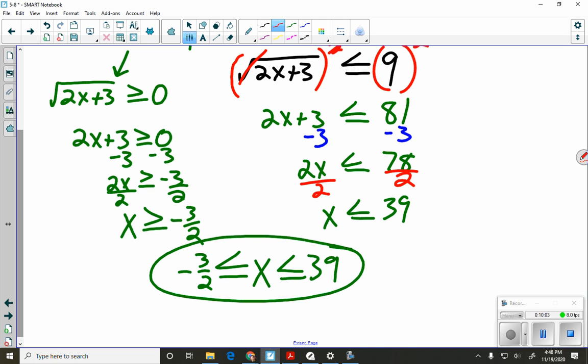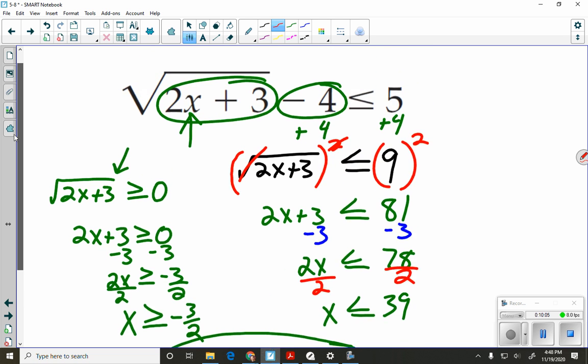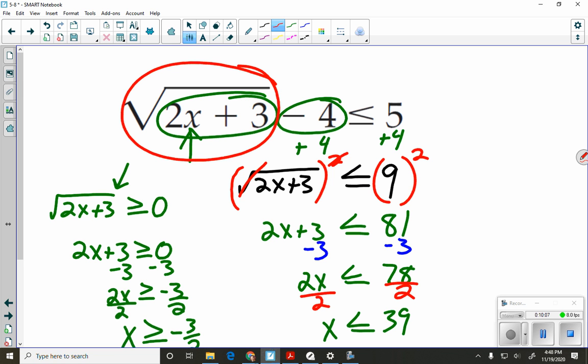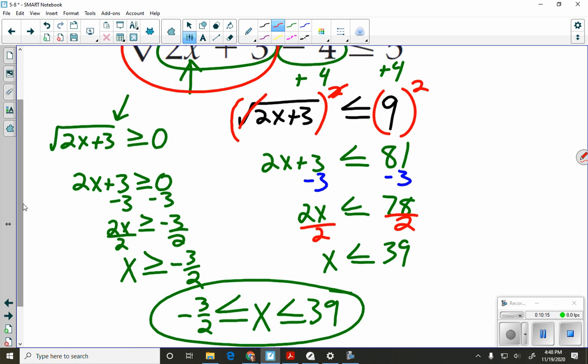It's about going back to your original equation, looking underneath the square root right up here and saying, that cannot be negative. You can't take the square root of a negative and end up with a real number. It just won't work. So that's why we're saying whatever's underneath that square root has to be greater than or equal to 0.